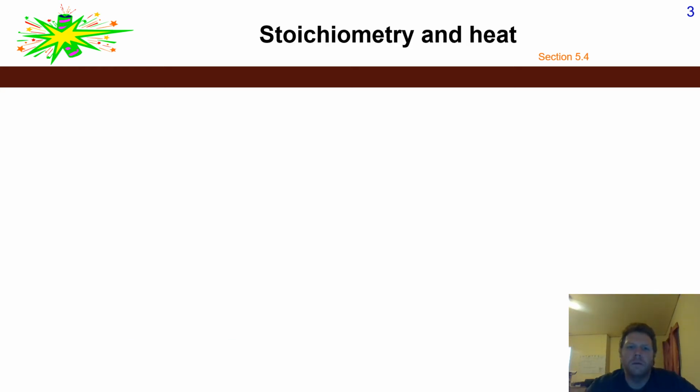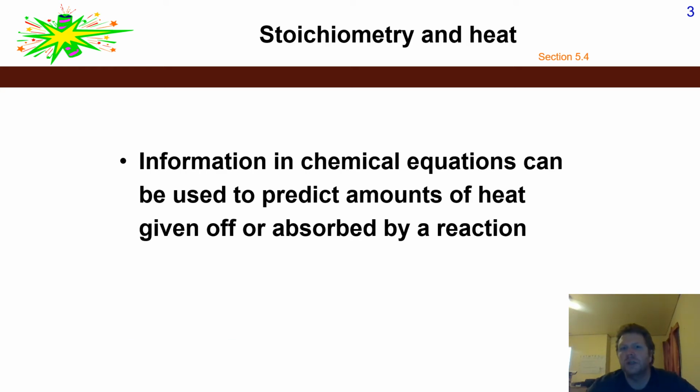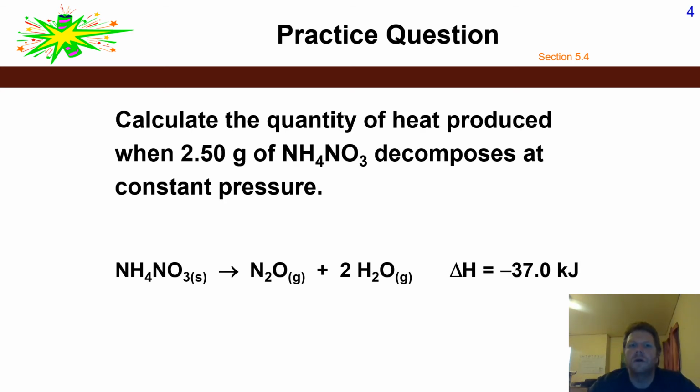Now, information in a chemical reaction can be used to predict amounts of heat given off or absorbed by a specific reaction. For this particular problem, calculate the quantity of heat produced when 2.5 grams of NH4NO3 decomposes at constant pressure. This shows us our reaction: ammonium nitrate reacts to produce N2O and 2 moles of H2O. This is a decomposition reaction, and it produces a release of 37 kilojoules of heat.